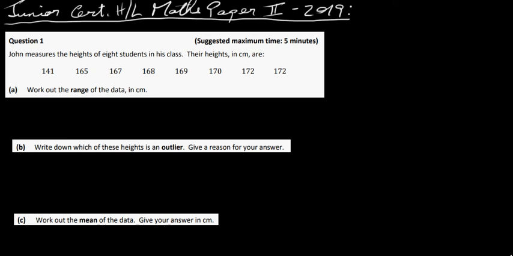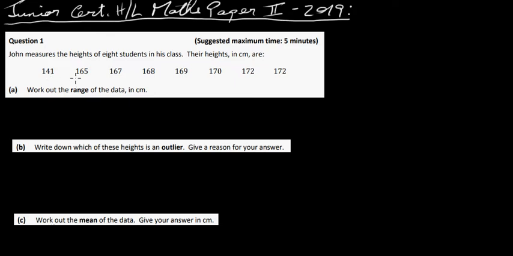Okay, so let's have a look at the Junior Certificate Higher Level Maths Paper 2 for 2019, question 1. Here we have John, and he measures the heights of 8 students in his class. The heights are given here in centimeters, and we've got to work out the range. Well, the range is just the largest minus the smallest figure.